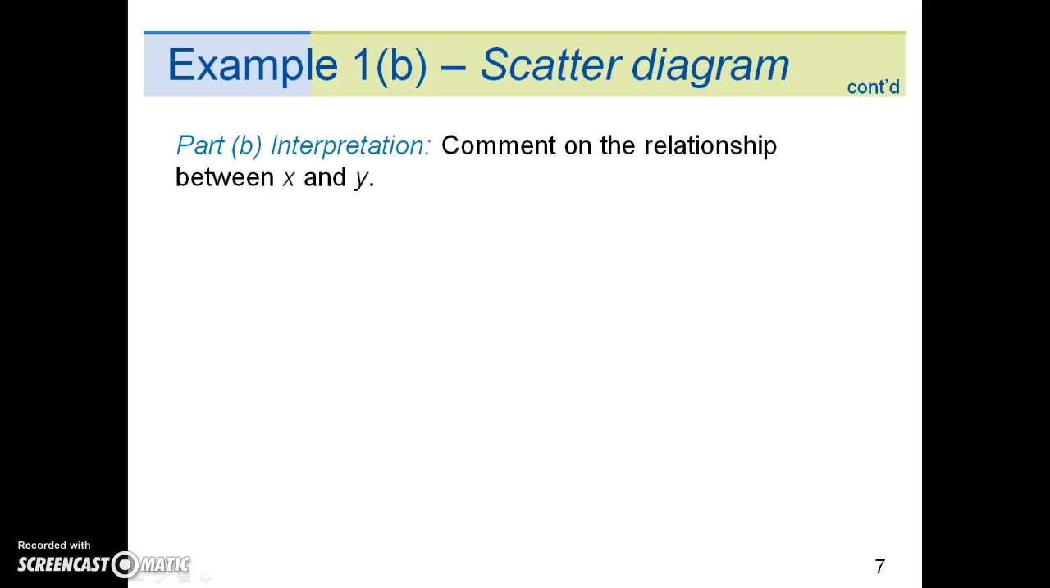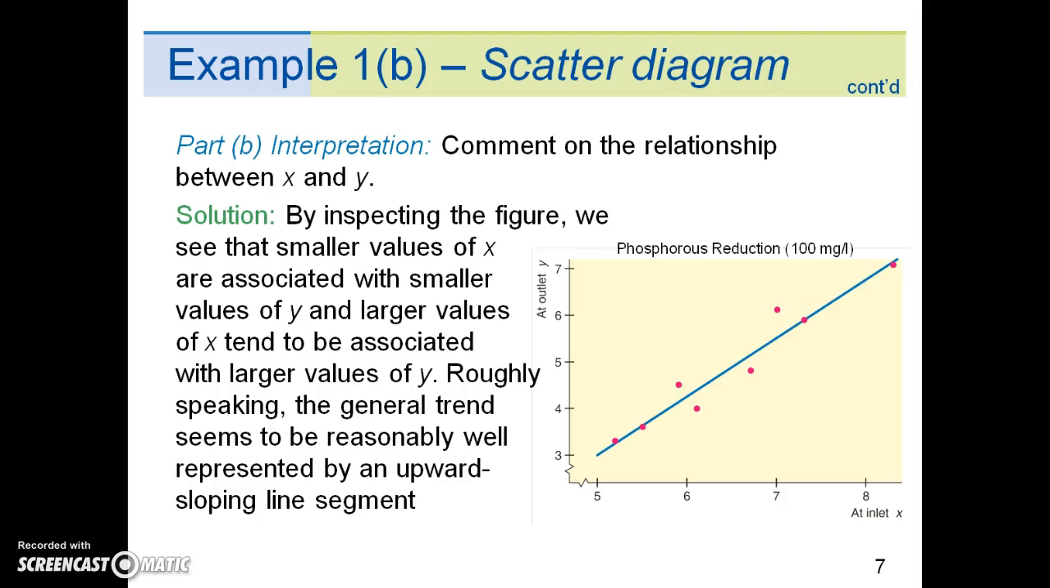Part B, interpretation. Comment on the relationship between X and Y. By inspecting the figure, we see that smaller values of X are associated with smaller values of Y, and larger values of X tend to be associated with larger values of Y. Roughly speaking, the general trend seems to be reasonably well represented by an upward sloping line segment.